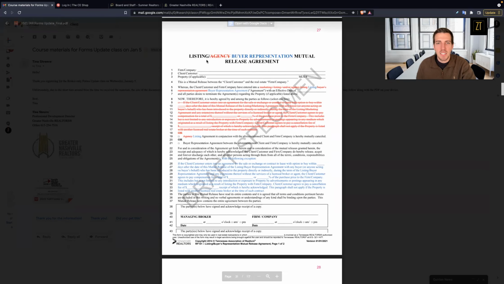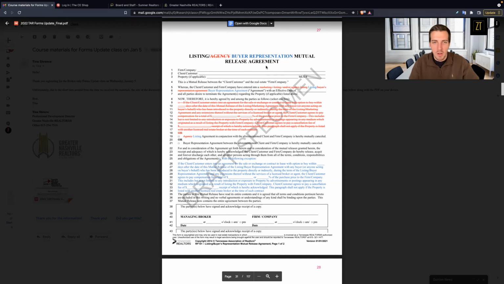Okay, and then they cleaned up what used to be called the listing agency mutual release agreement. What TAR has clarified is that this is meant for both listing agreements and buyer representation agreements. So if your client ever wants to cancel their agreement, this is the form they would use. They just made it more well-rounded for listing agreements or buyer rep agreements.